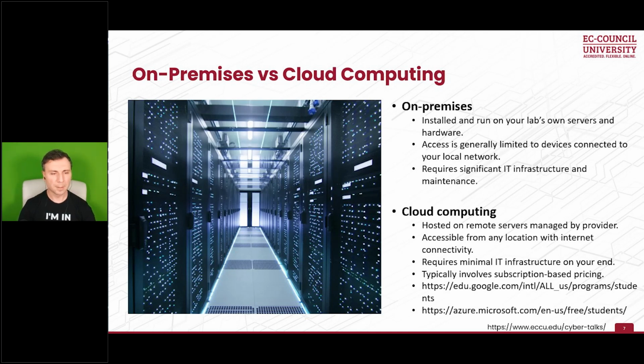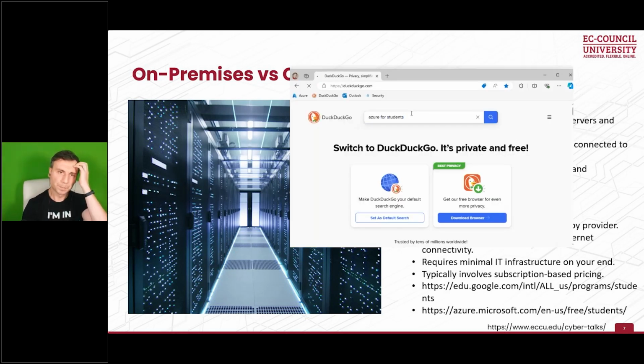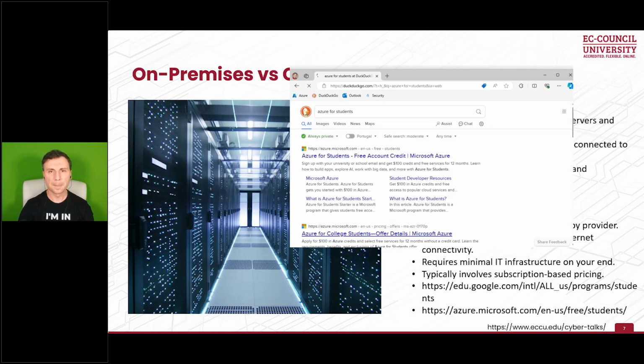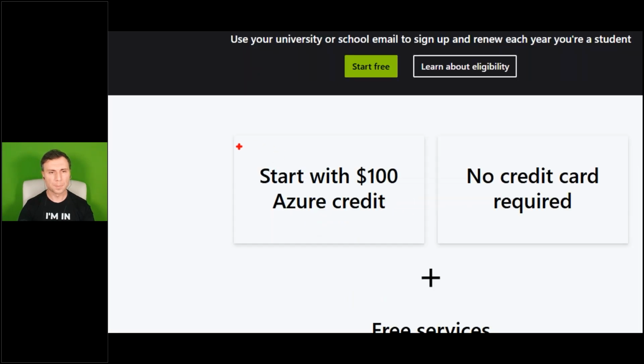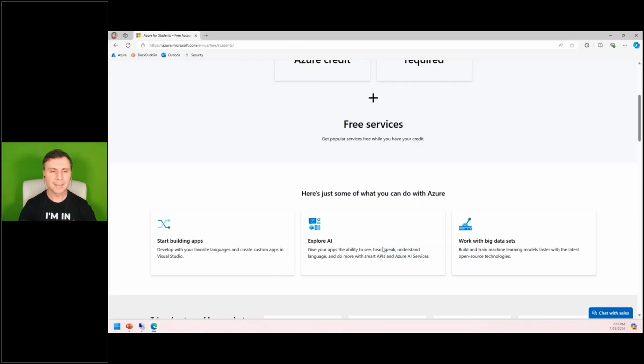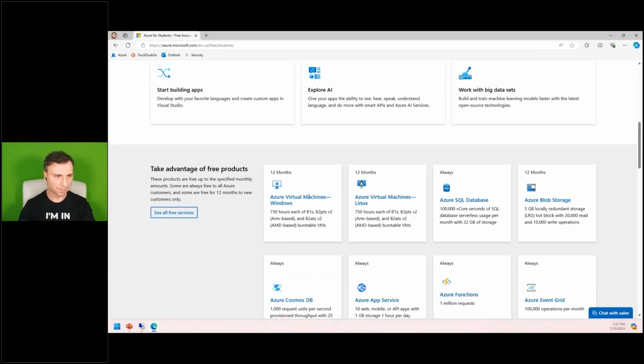So I gave you two links here, Google and Microsoft. Let me quickly show you how it looks. For example, if I type here Azure for students, click on that. If you're a student, then you can get $100 per month of Azure resources, where you can deploy some virtual machines with the operating system you like and test it yourself. There's no credit card required again, and some services will always be free. So there are a number of things that you may find here for free.